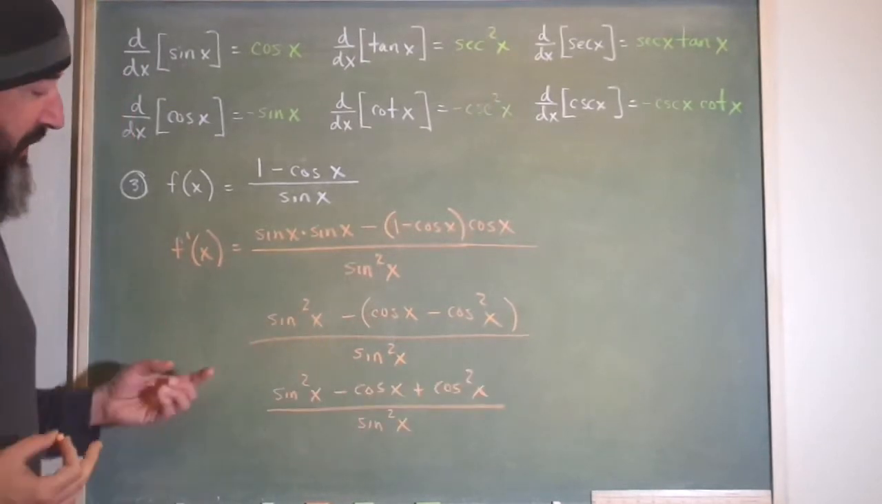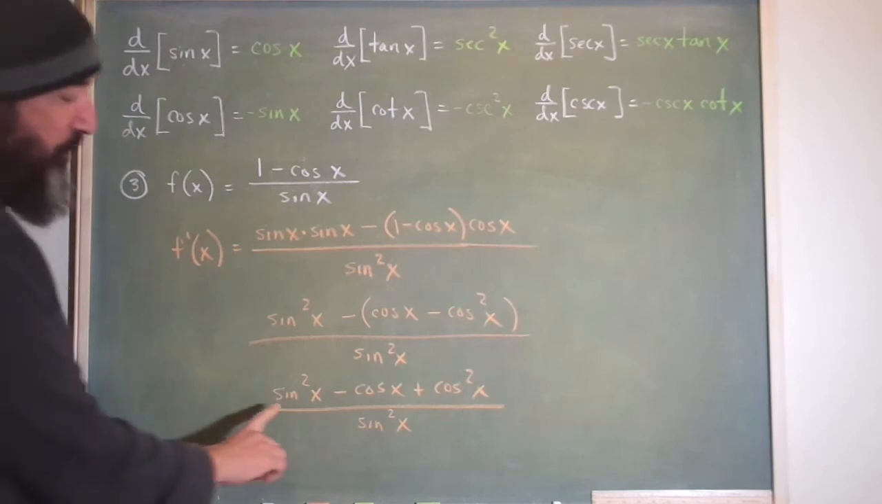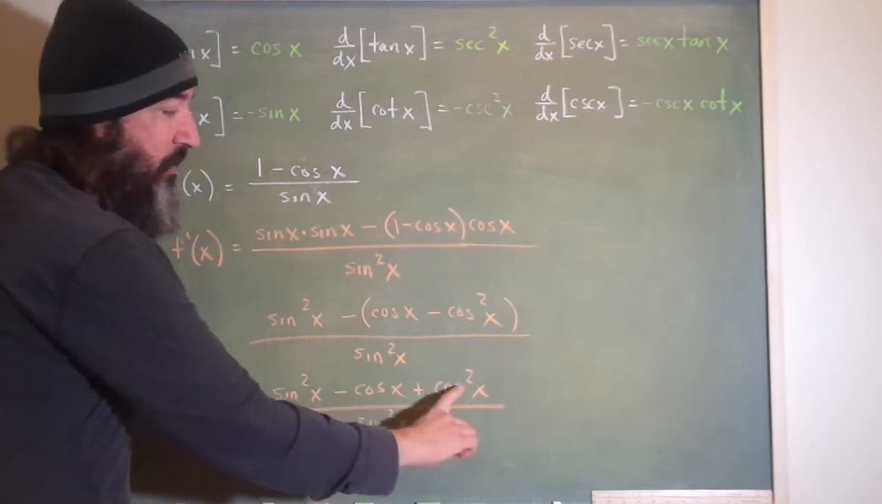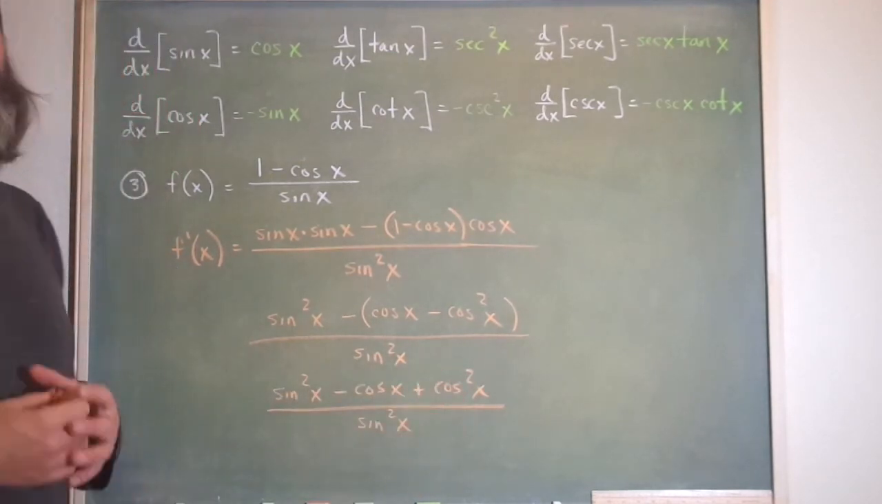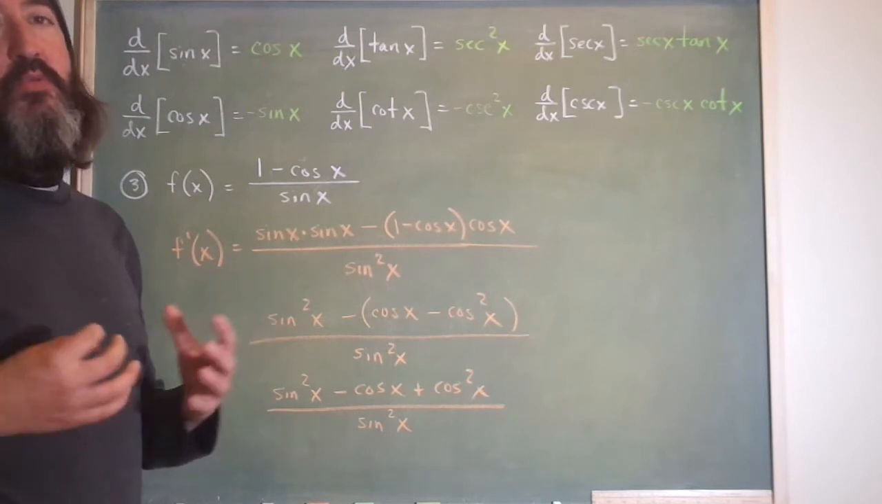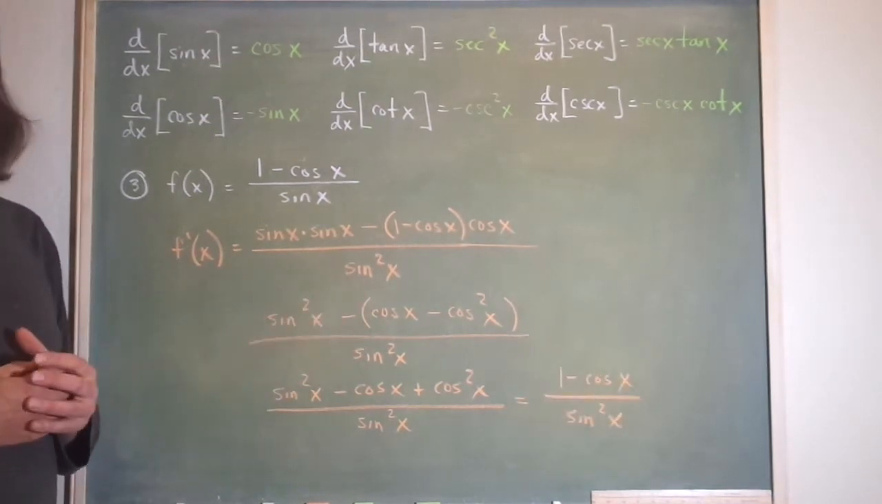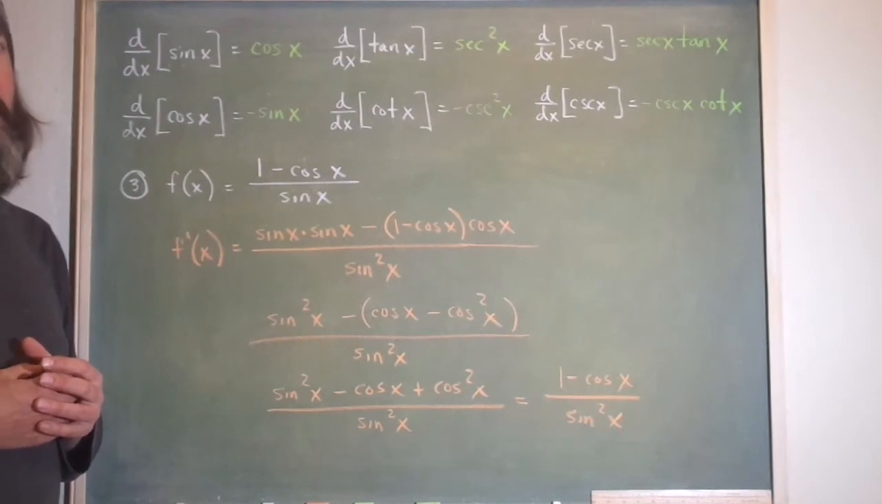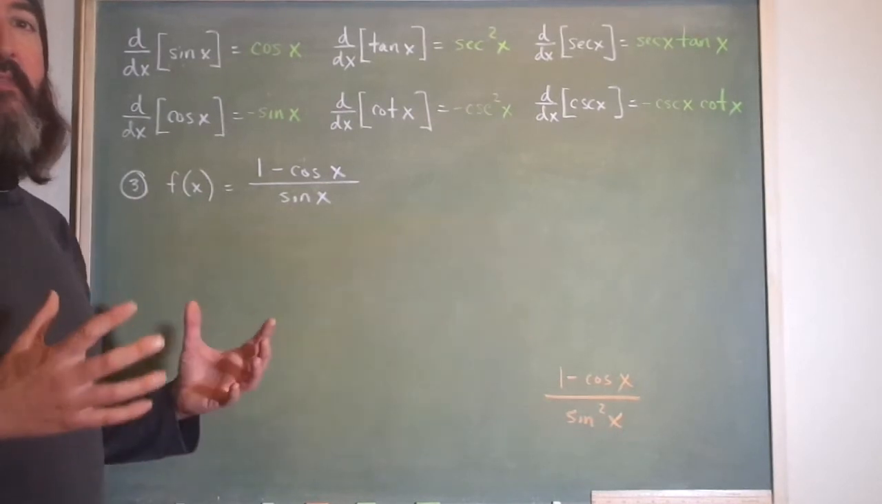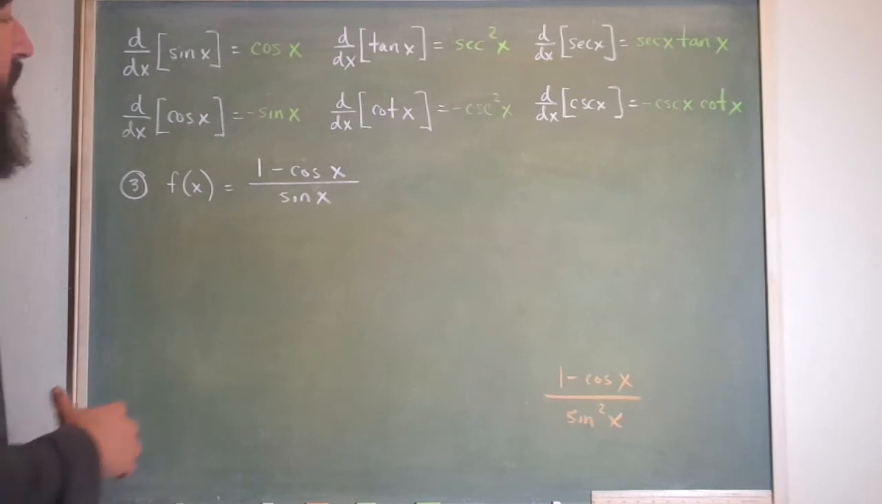And I may not have any like terms in the numerator, but I do have a positive sine squared x and a positive cosine squared x. And I know sine squared of x plus cosine squared of x equals 1. I'm going to say my derivative is 1 minus cosine of x over sine squared of x. Now, it might be fun to go back and tackle this one in a different way.